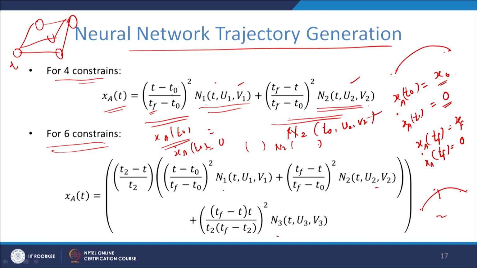3 neural networks can be considered, and by substituting the 3 time instances, we can train the 3 neural networks according to the output values, and then substitute the weights here. We get the trajectory xa of t for the 6 constraints. So, depending on the number of constraints, we can write the neural network expression, and this can be utilized as the trajectory for the biped robot walking. Instead of the polynomial trajectory, this can also be utilized.